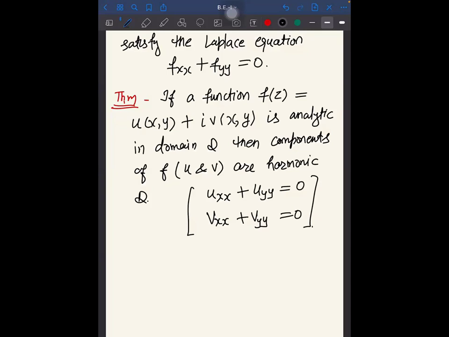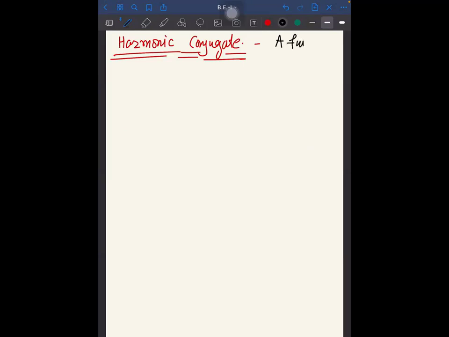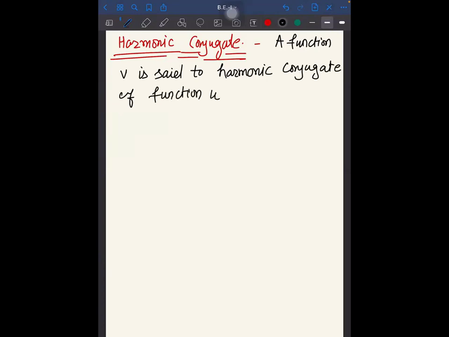Okay. So now we'll be moving towards an important concept that we call harmonic conjugate. A function v is said to be harmonic conjugate of function u if, see, first condition, both should satisfy the Laplace equation.